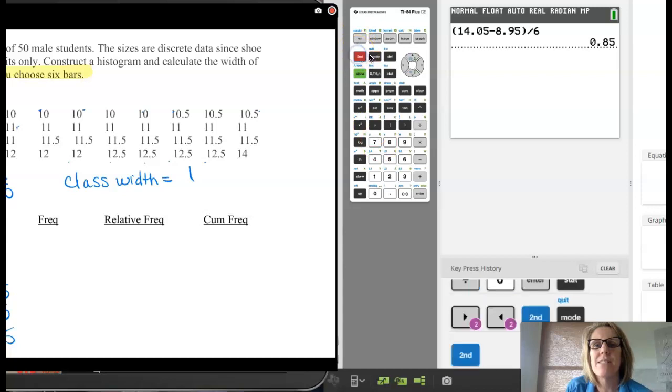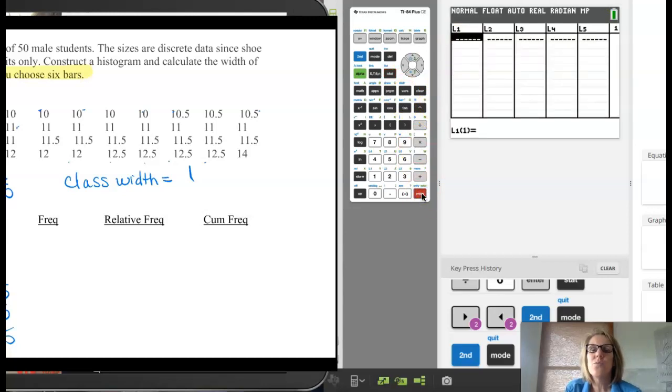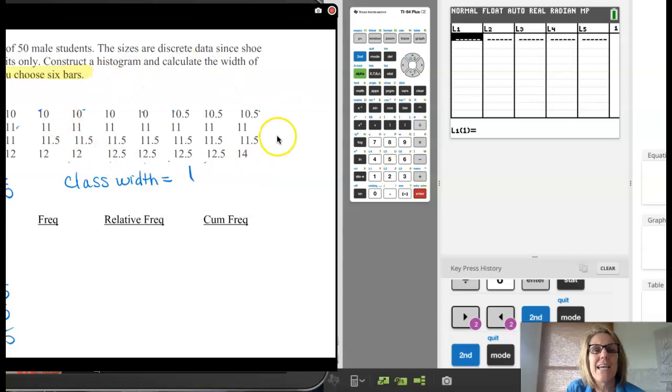That was, again, that was second quit. Okay, all right, let's go into stat. And then we're just going to go to edit by hitting enter here. And this will give you these lists. And this is where you can type in data. So if you want, go ahead and type this data in.